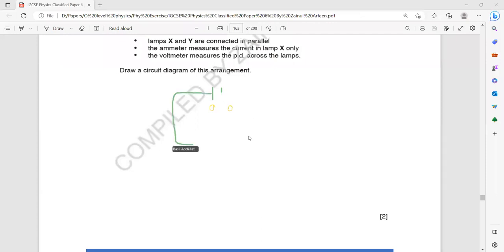There's no cell, so you have to use a supply symbol. Basil, this is not correct. Why is this not correct? Because this is not the circuit symbol for supply. You are drawing a cell. It should be a supply. And label, so the two lamps should be in parallel.